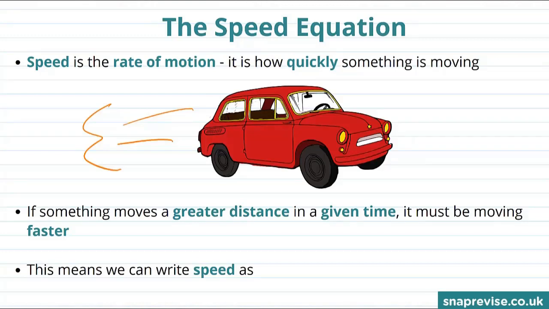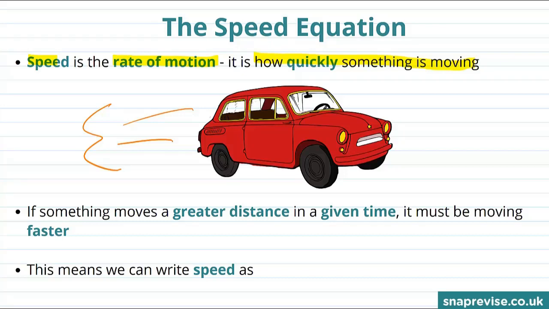The speed equation is essentially the definition of speed, so let's go back to that. The speed is the rate of motion. It's how quickly something is moving. Another way of saying how quickly something is moving would be to say, how much distance can it cover in a second? If it can cover more distance, if it can get further in a second, then it must be moving faster.